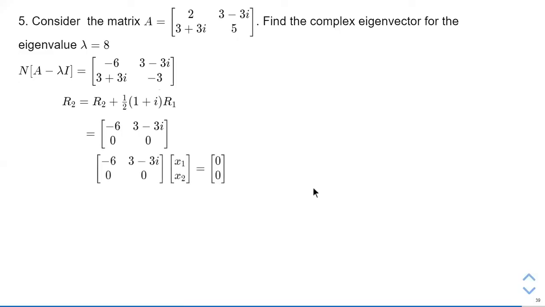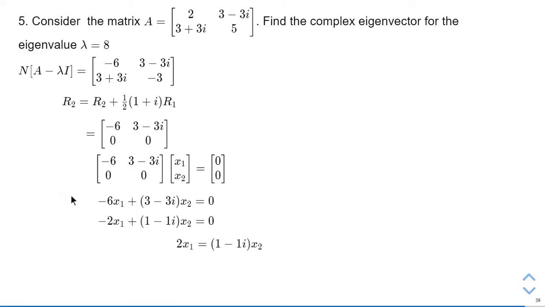Now I can simply find the eigenvector by finding the x1 and x2 that belong to the null space of A minus lambda I. Since all the elements of the second row are 0, we get a simple equation: -6x1 plus (3 minus 3i) x2 is equal to 0. Now x1 and x2 are free variables, so we can put some fixed values to x1 or x2. We can rewrite this. The final equation that we have is 2x1 is equal to (1 minus i) x2.